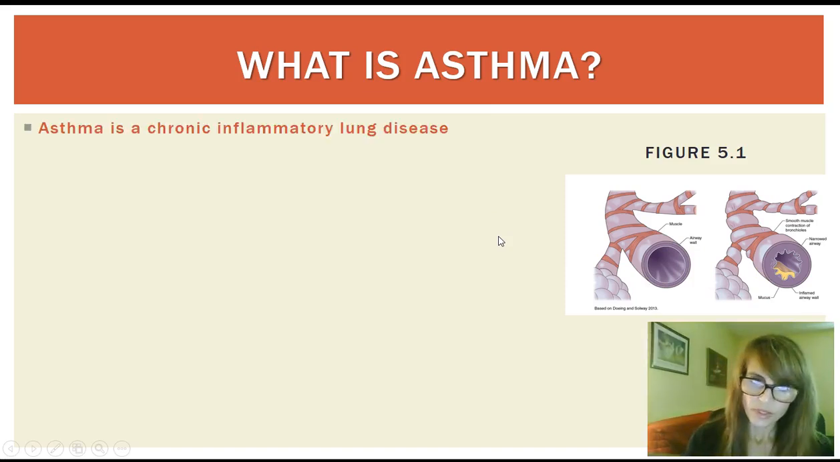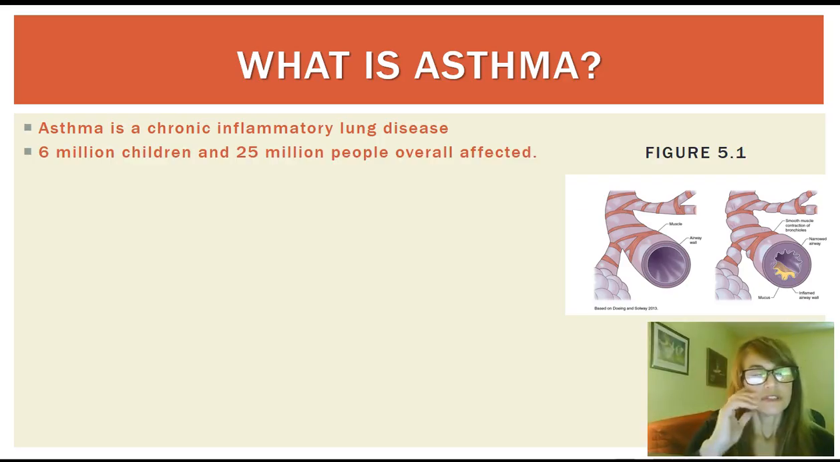So as far as how it's defined, asthma is a chronic inflammatory lung disease. Next week, we'll talk about cardiovascular disease and how that is sometimes also defined as an inflammatory disease. Six million children and 25 million people overall are affected. And you'll tell me about athletes in your case study discussion.